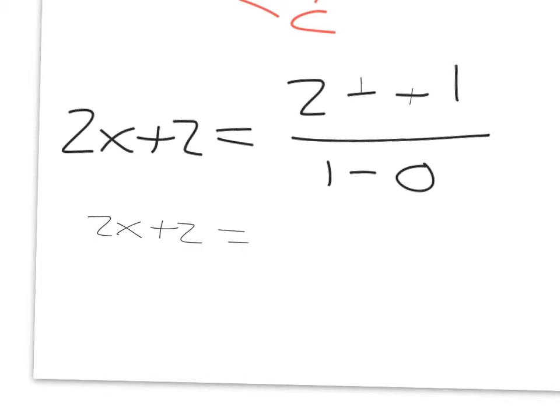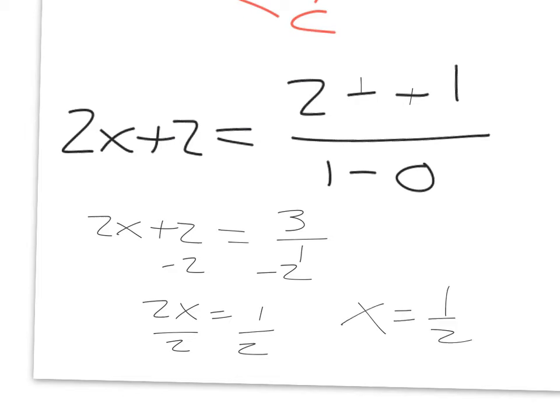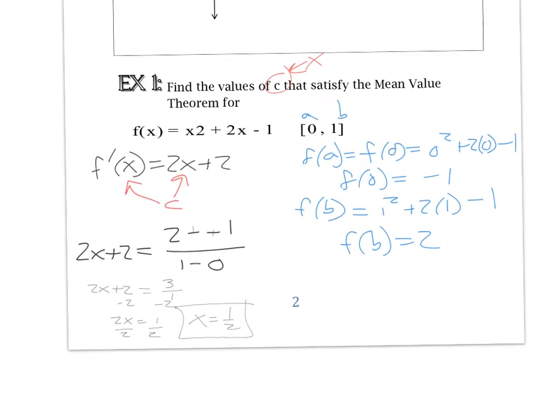That turns into plus. So this is a 3. 1 minus 0 is 1. So this is really just like saying 2x plus 2 equals 3. Subtract 2, you get 2x equals 1. And divide by 2, divide by 2. You get that x equals 1/2. Or, like I said before, c is 1/2.